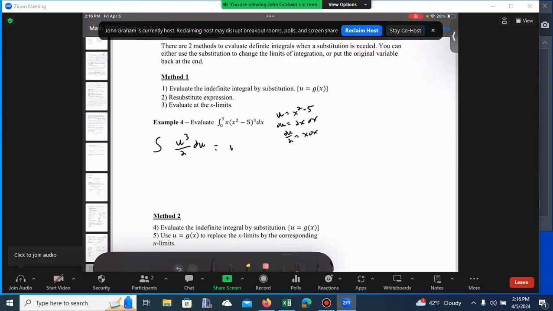We evaluate this: u to the fourth over 8. So 4 times 2 is 8. We won't do the plus c because we have limits. We resubstitute in your x. So you have x squared minus 5 to the fourth over 8.